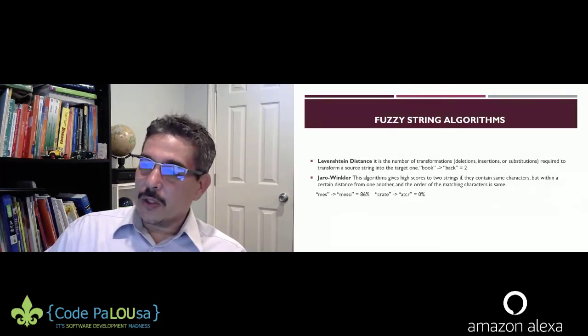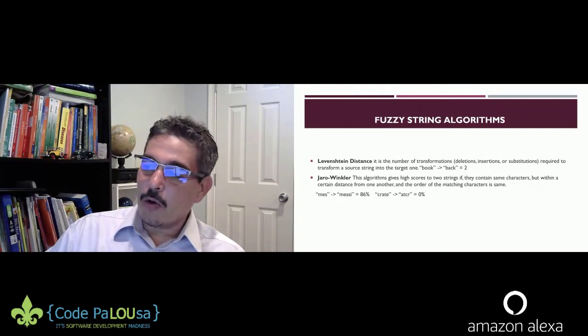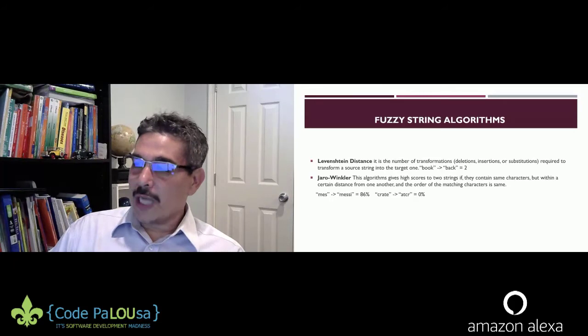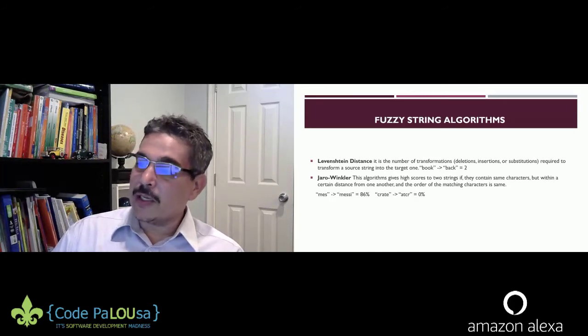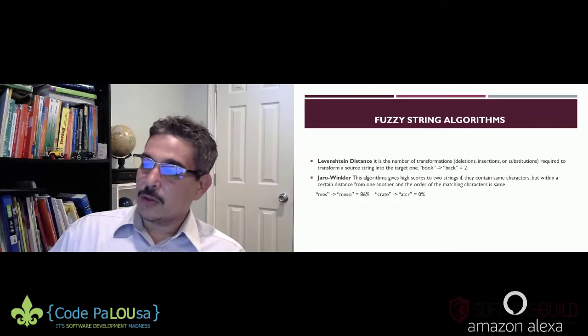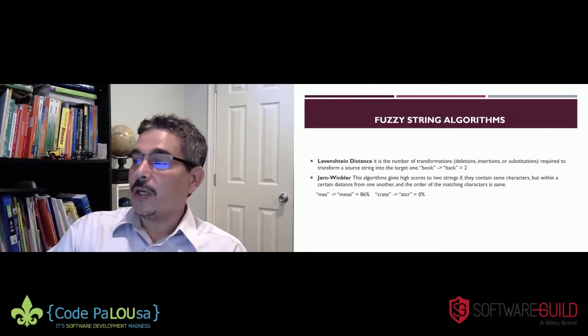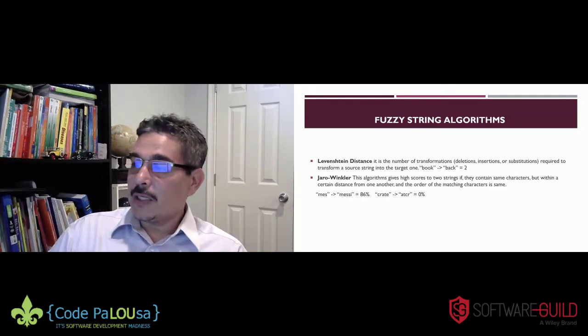One of them is called the Levenshtein distance algorithm. It is a very simple algorithm. It just looks at how many characters differ between the source and the target, and then gives the distance. For example here, if you look at book and back, the distance between book and back is 2, because you have 2 letters different. The first O is supposed to be A, and the second O in book is supposed to be C in back. So the distance between the two is 2.